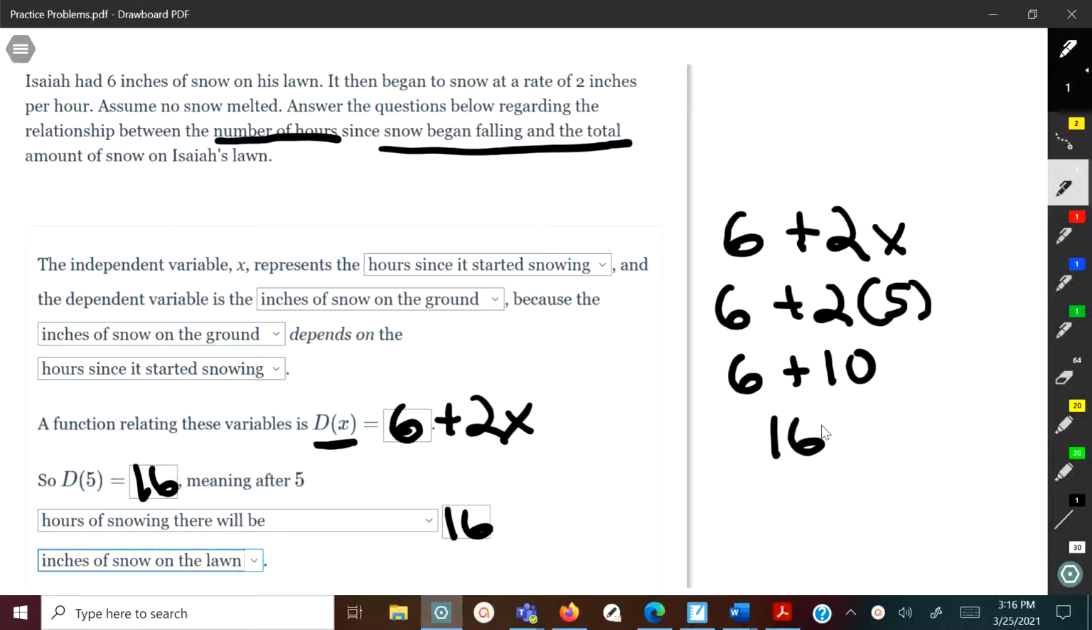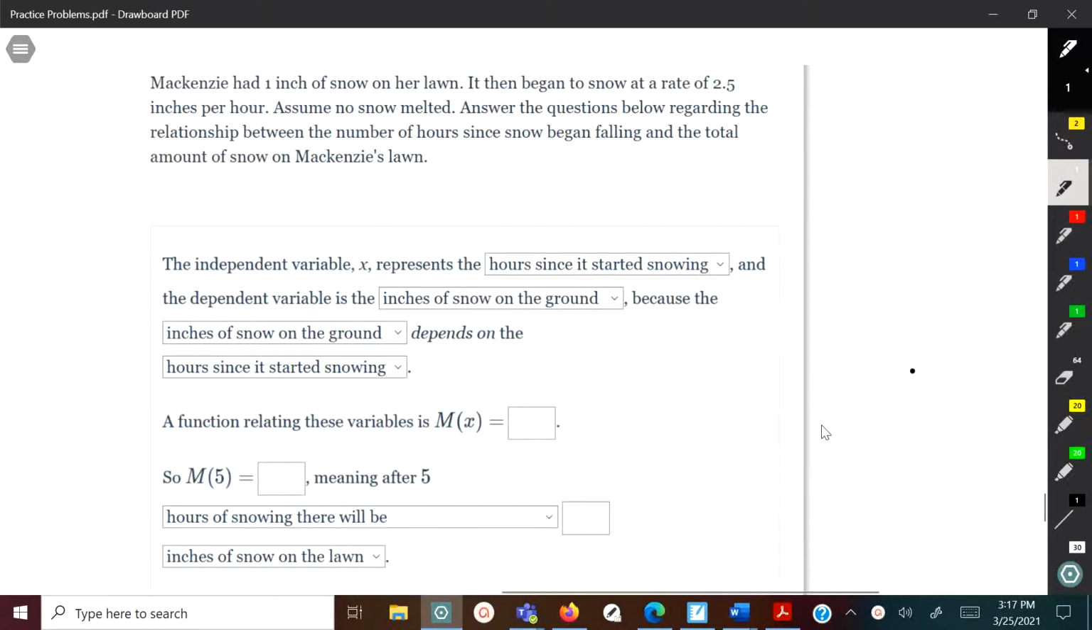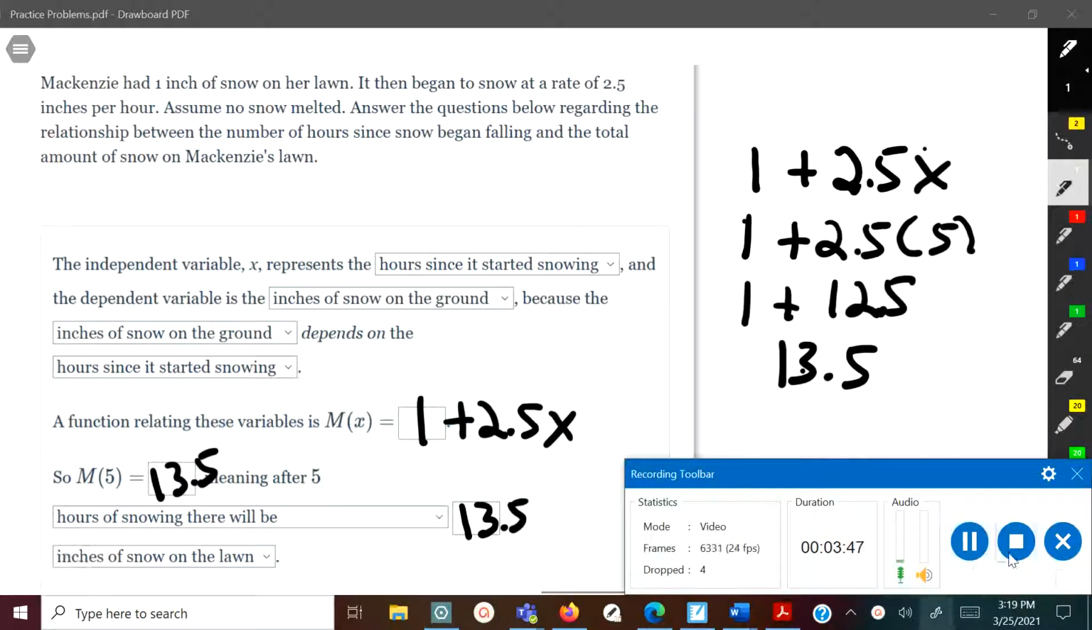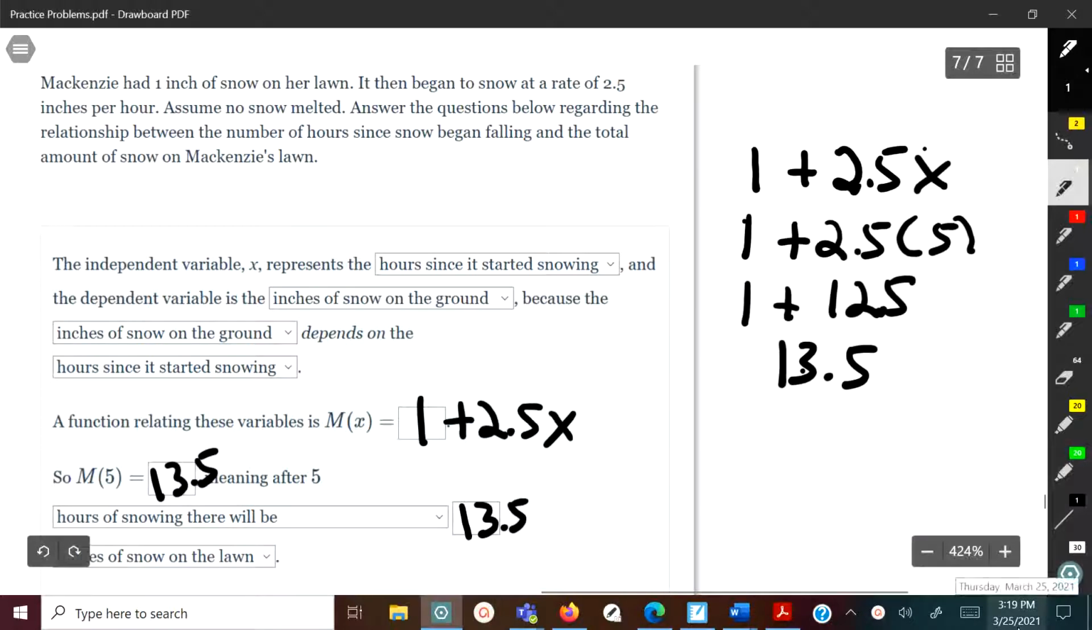All right, go ahead and pause the video and see if you can solve this one. Okay, so this should be what you get. You begin with 1 inch of snow, and it's growing at a rate of 2.5 inches per hour. And it's the exact same question, so the independent and dependent should be easy. The independent is the hours since the snow started, and the dependent is the amount of snow on the ground. And then you plug in 5 here, solve, and get 13.5 inches of snow after 5 hours. And there you go.